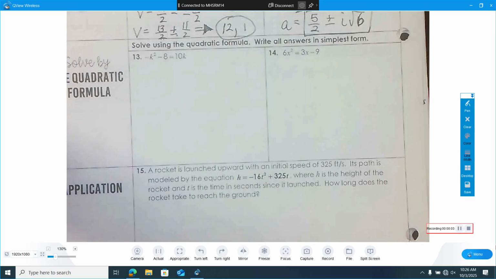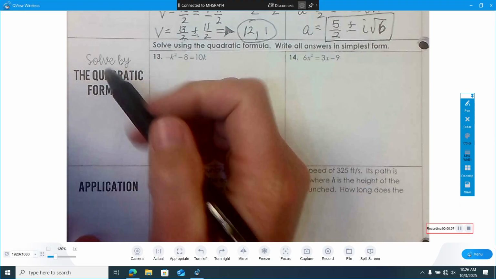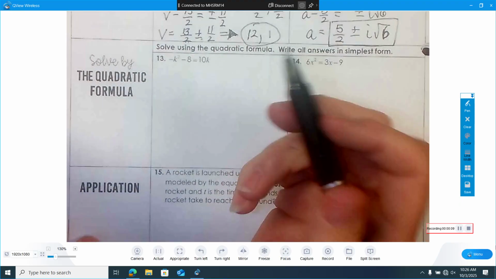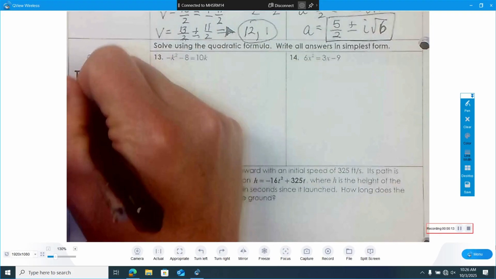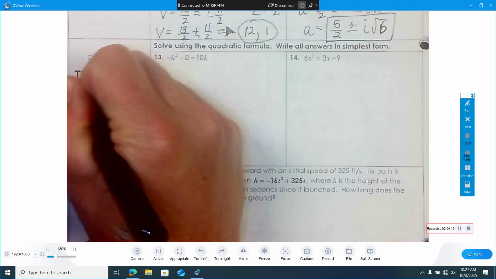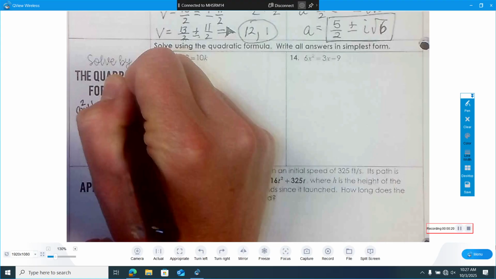All right, good afternoon. Here we go. Today is 1.15 day 2. It's Delta Math, and the quadratic formula is what we're doing. And the formula, if you are in ax squared plus bx plus c equal to 0.